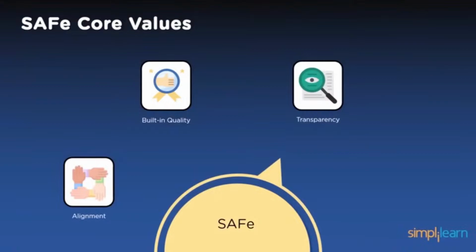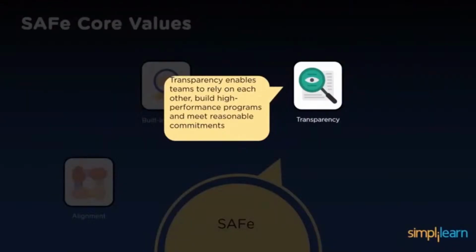The third one is transparency. Transparency basically needs to enable teams to rely on each other. There should be trust which needs to be built, based on which high performance can happen.